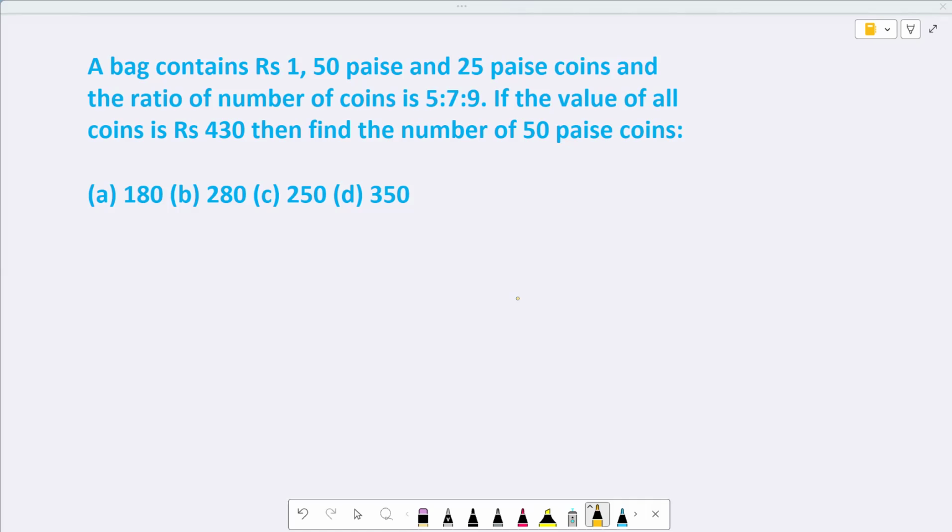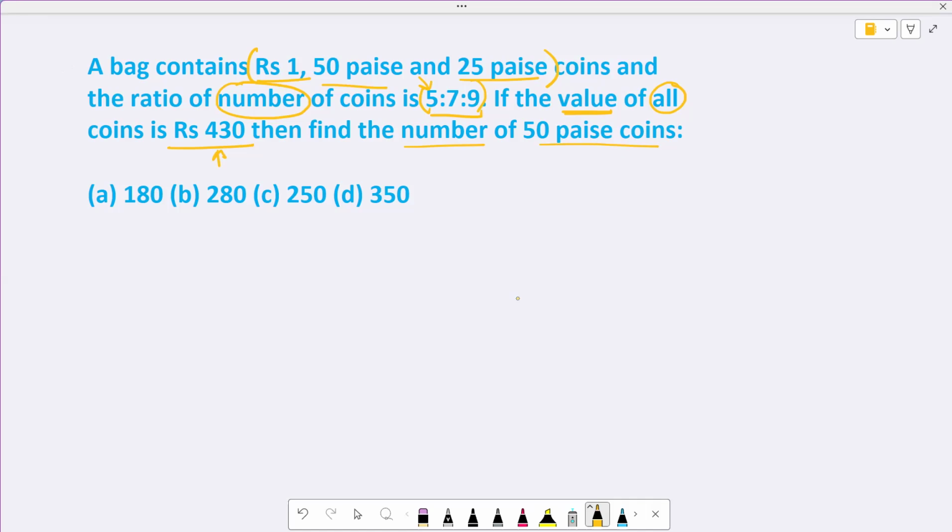So this question says a bag contains rupees 1, 50 paise and 25 paise coins, and the ratio of the number of coins is 5:7:9. So if the value of all coins is rupees 430, now here they're talking about the value, then find the number of 50 paise coins. So what we know is that if we multiply the value of these coins separately with the number of coins that we have, then we will get the total value, right?